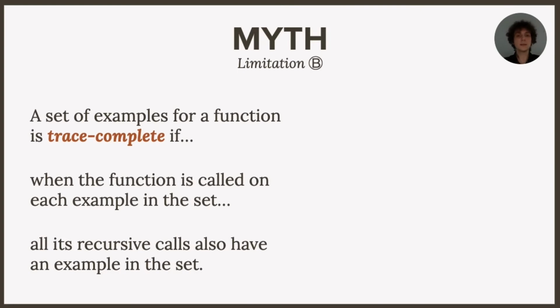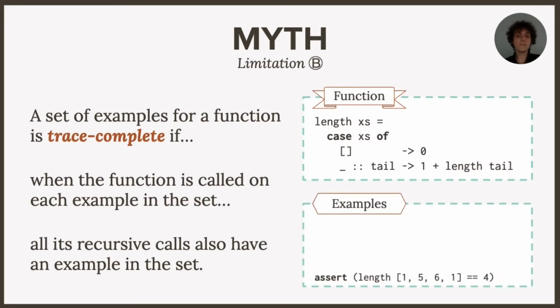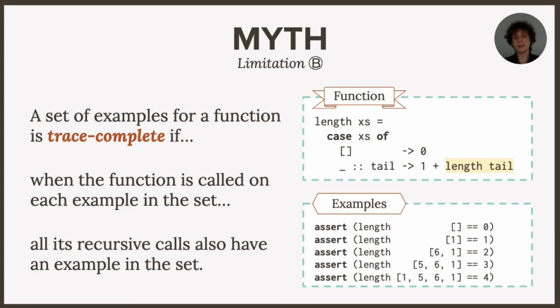Let's take a look at a small example. Let's say I have the length function as defined here, and I want to specify the example that length of 1561 is 4. Well, the problem is that length actually makes a recursive call here on the tail of its input. So I'm going to actually need to specify an example for length of 561. And similarly, I'm then going to need to specify an example for length of 61, and length of 1, and length of the empty list.